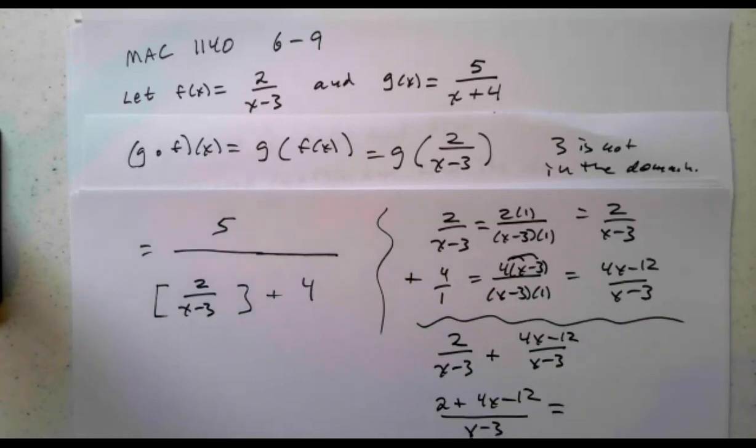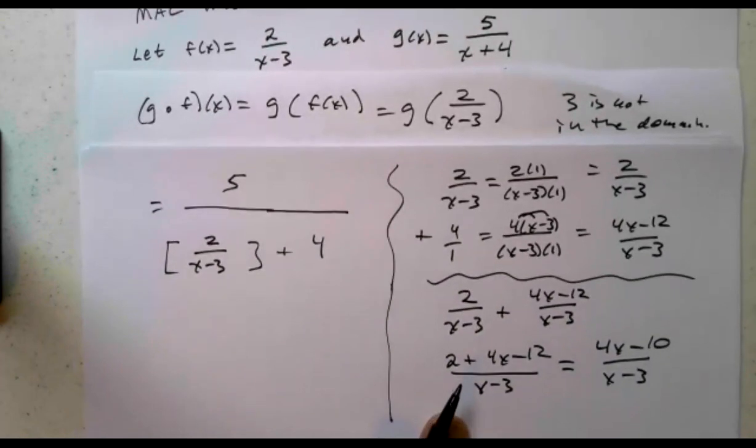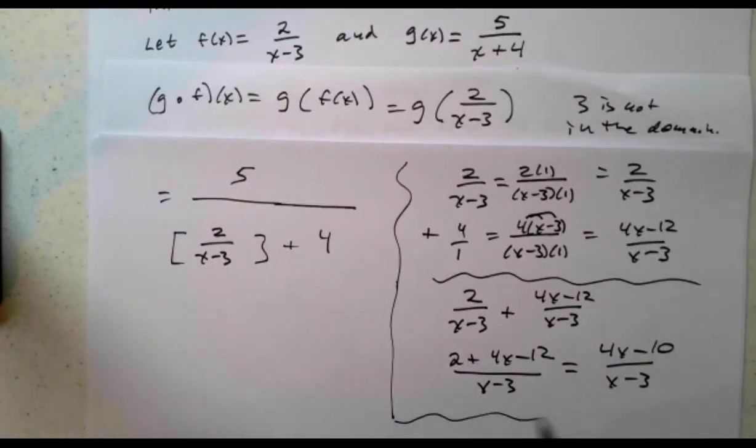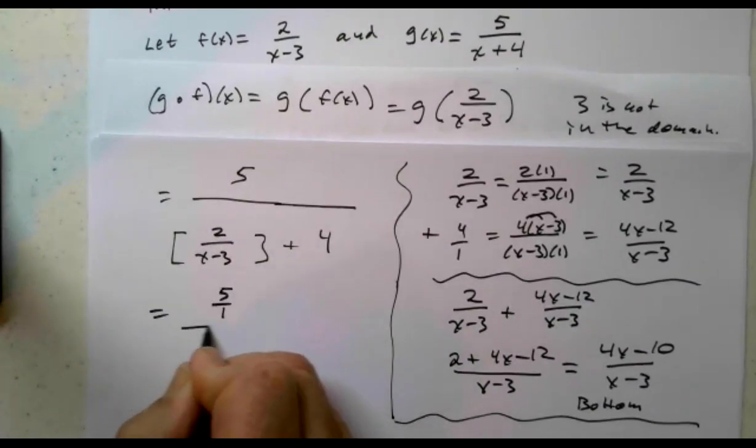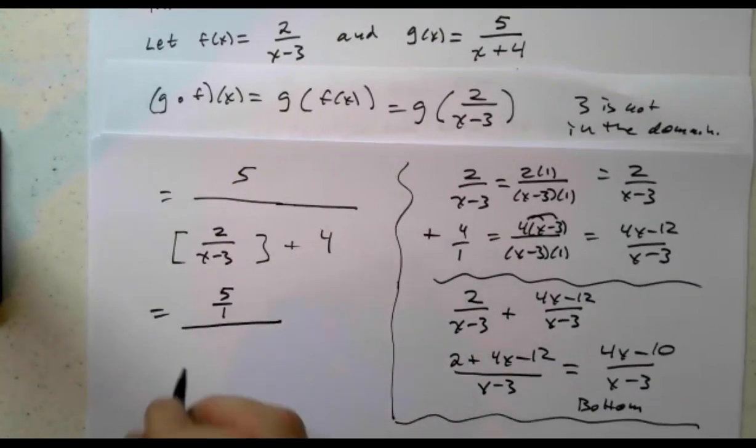How about 4x minus 10 over x minus 3? But remember, that's just the bottom. That's all I've done, is I've simplified the bottom. So this is the bottom. This is the denominator. So the top is 5 over 1. The denominator at the bottom is 4x minus 10 over x minus 3.